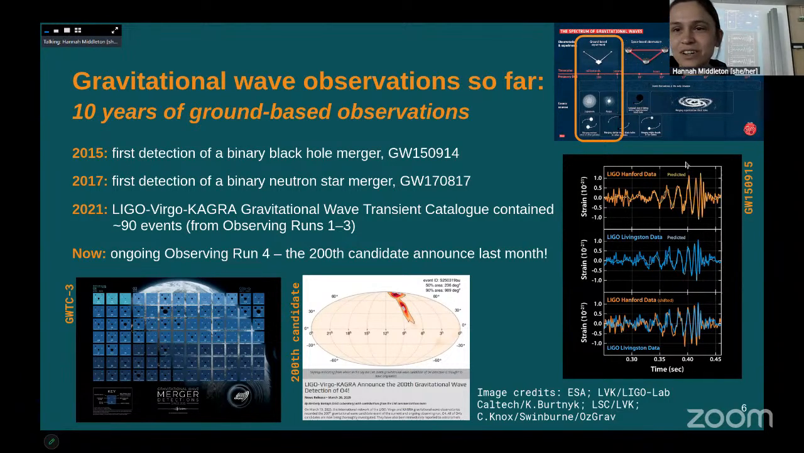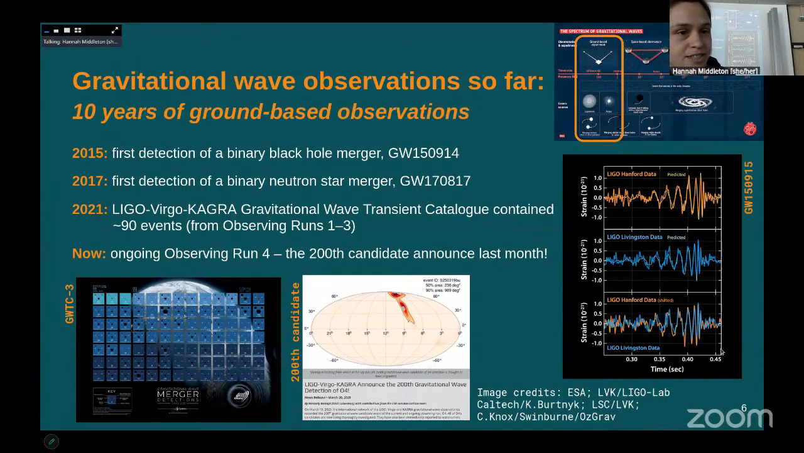Moving on, I've got this diagram at the top here so we can keep track. We're in ground-based observations for this slide. It's now 10 years of ground-based discoveries with gravitational wave astronomy. In 2015, the first detection of a binary black hole merger, GW150914. This is the data that was seen at LIGO Hanford and LIGO Livingston of a binary black hole merger, and each of the black holes had about 30 times the mass of the sun.